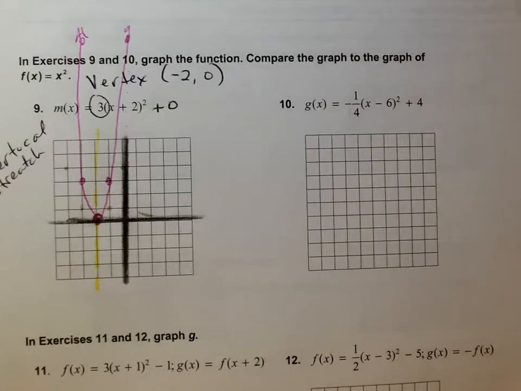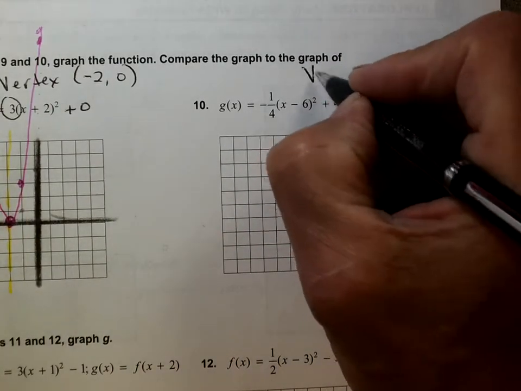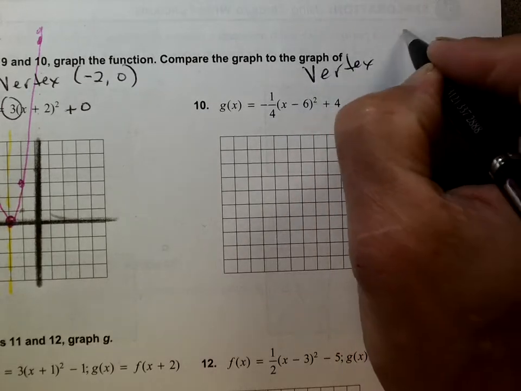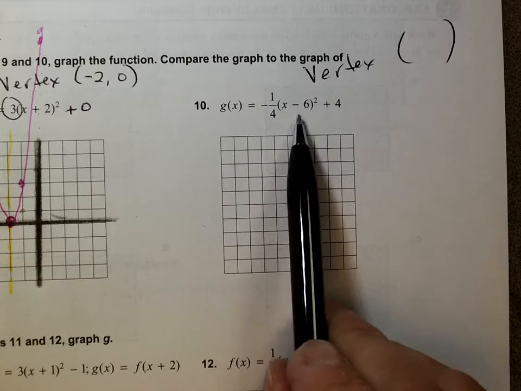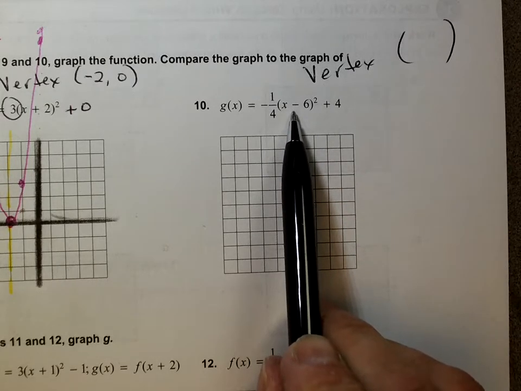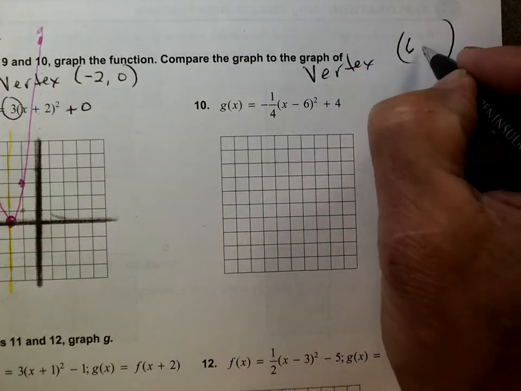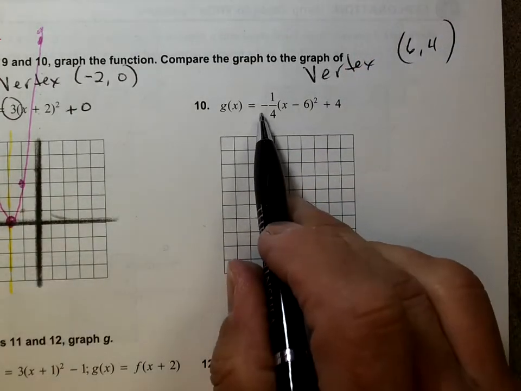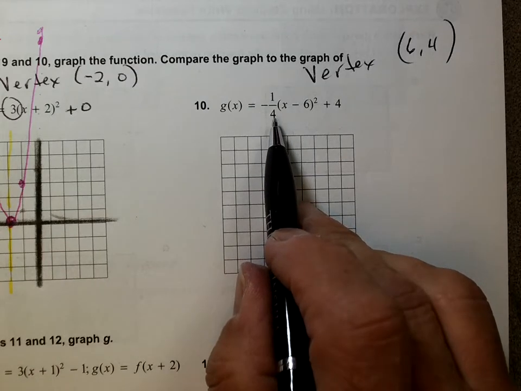Okay, number 10. So if I look at 10, where's my vertex? Where's my vertex? 6, 4. Positive 6, right? Nice job. Isn't this easy? Because it's the opposite of that, positive 6, 4. And then this one's going to be upside down, and 1/4 is tall, right?